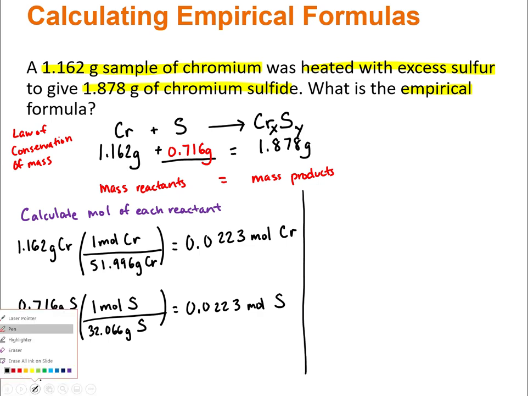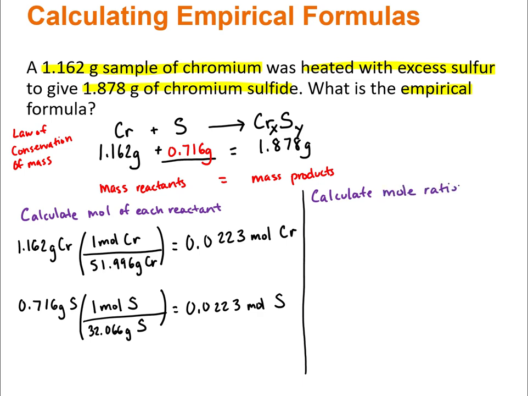The next step is calculating the mole ratio. Now it just so happens that we have the same number of moles of each. But what you would do is you would take the smallest number of moles and put that on the bottom. We'll put the sulfur on the bottom in this case. And then the bigger amount on the top. And this is only if you have two. I'll show you one with multiple.